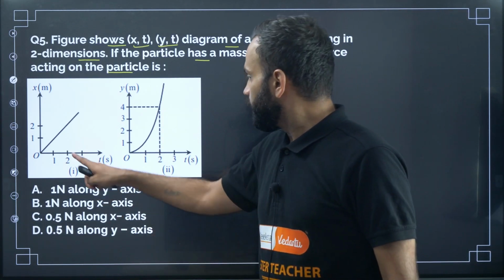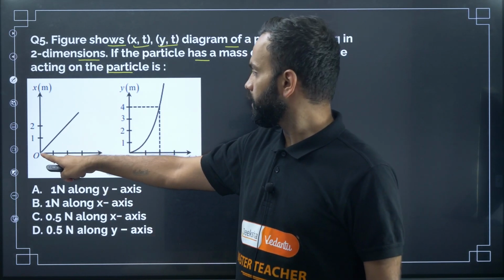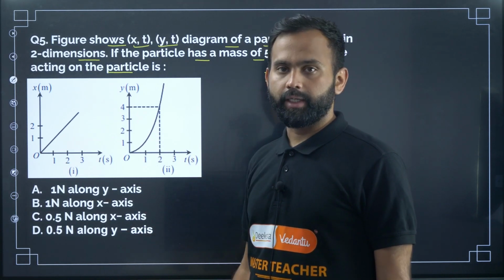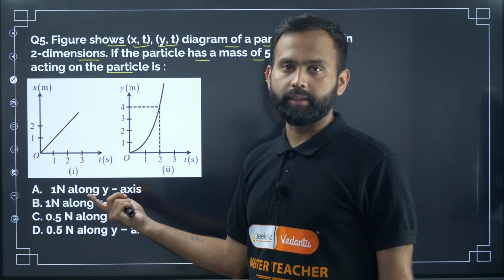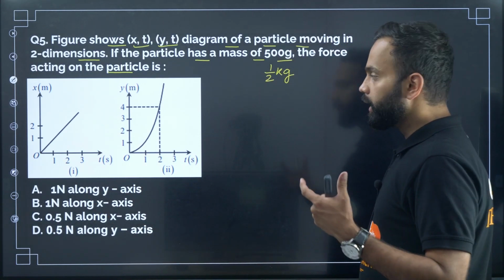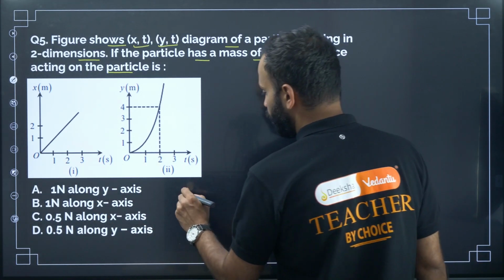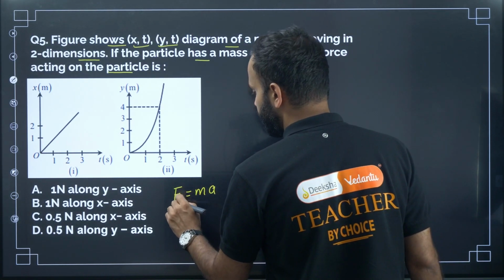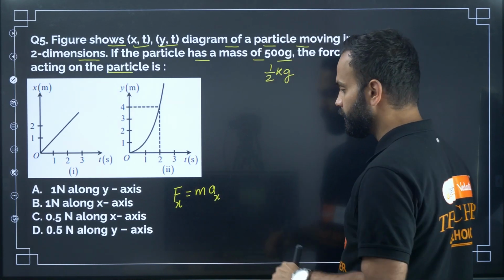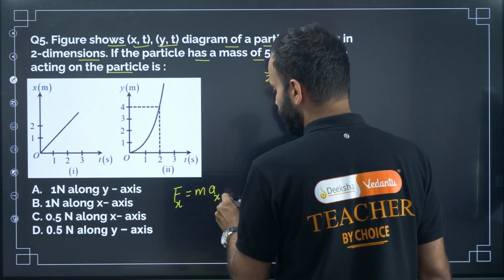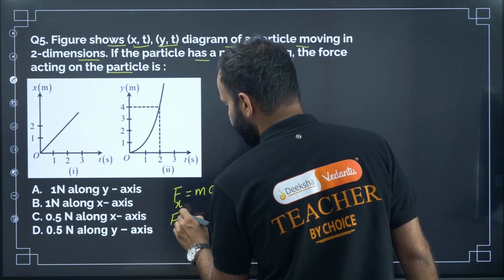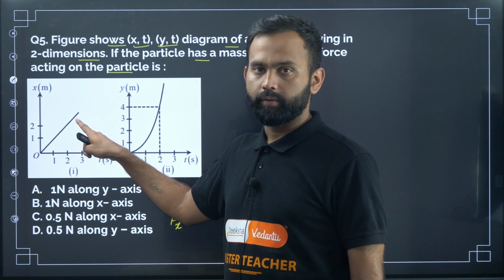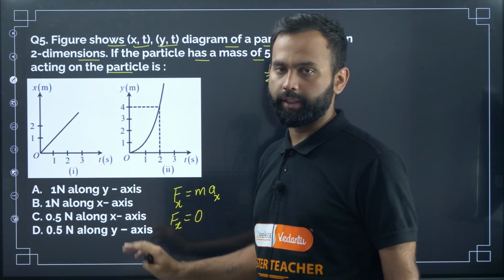Okay, so look at the x-t graph. In the x-t graph, the graph is linear, right? So the velocity is constant. If the velocity is constant, acceleration is 0. So the force acting on the particle along the x-axis is 0, right? Force equals m into a. So Fx is equal to 0. Why? Because acceleration is 0. Why is acceleration 0? Because velocity is constant.